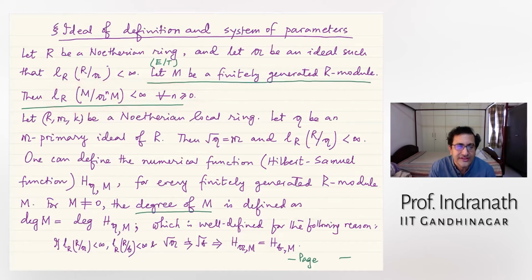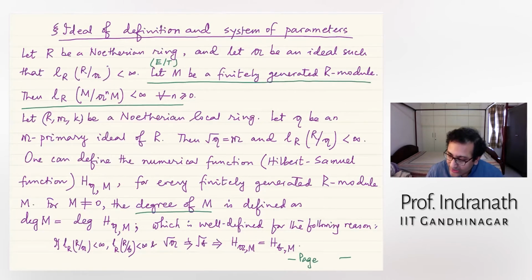So the length of all these modules M mod A raised to M is always finite. So this again is an E stroke T, you know by now what it means. You will try to do it. Otherwise, we will definitely discuss this during the tutorial. Otherwise, always treat these as exercises. These are the gaps which have to be filled in, but simple ones.